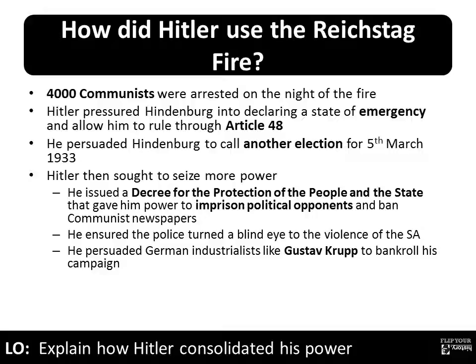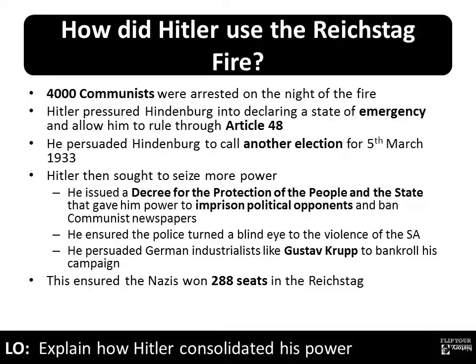He ensured the police turned a blind eye to the violence of the SA so they could intimidate and threaten people, and he persuaded German industrialists like Gustav Krupp to bankroll his campaign. In fact, in one meeting, 3 million marks were donated to his campaign, and it ended up being a very bloody election campaign. Violent clashes led to 70 deaths across Germany, and in the end this ensured the Nazis won 288 seats in the Reichstag.